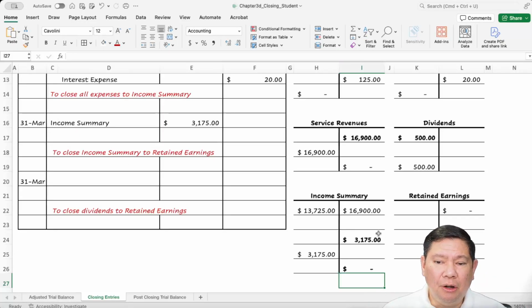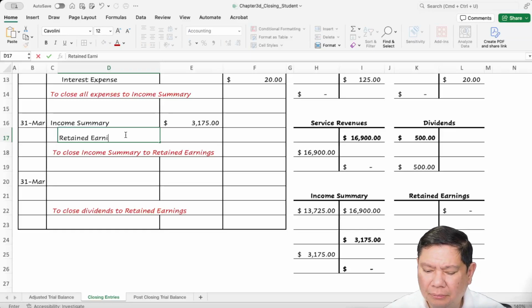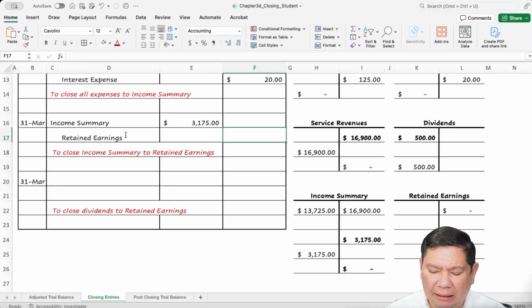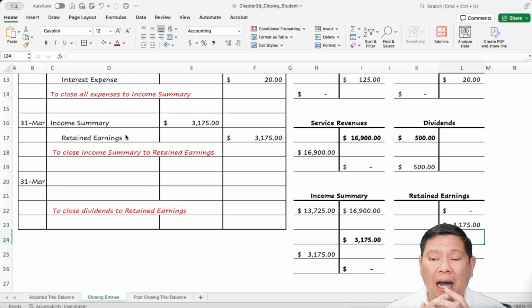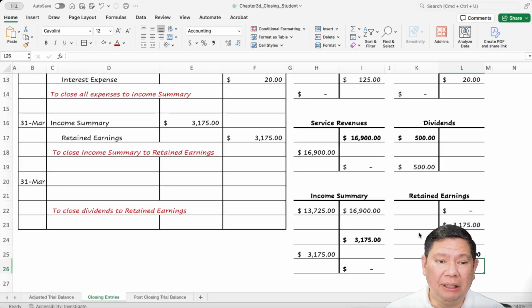because it's only a temporary account that helps us close the revenues and expenses. Where does it go? It goes to the retained earnings. Okay, 3,175. So now our retained earnings has 3,175 on credit, which is the accumulation of our first profit. And the total retained earnings is the sum of the credit minus the sum of the debit. You can calculate it later after all the amounts are put in there.